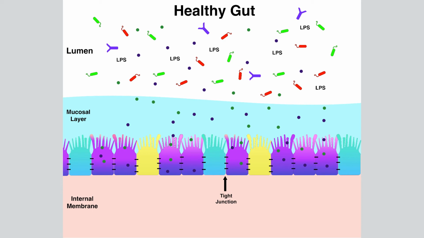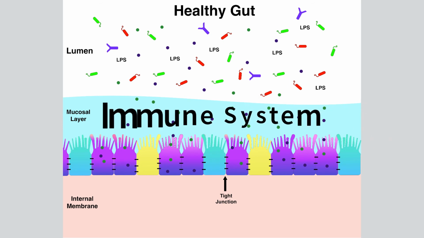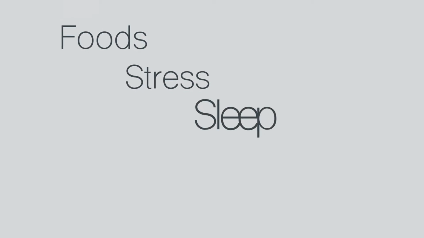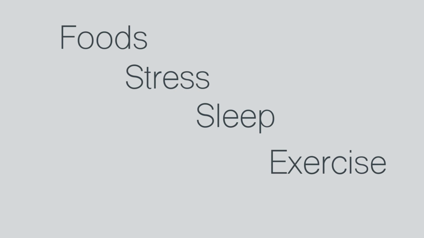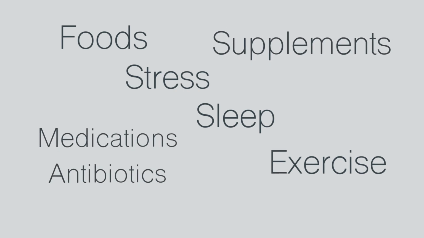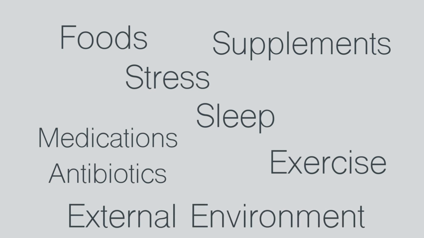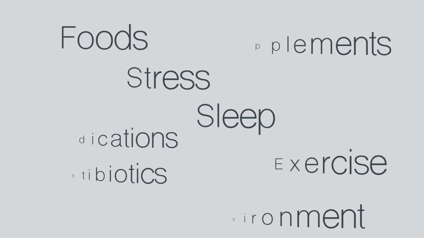A large part of our immune system is located in this area of the body to also deal with potentially dangerous substances. Just about everything we do in life has some direct or indirect effect on the health of this membrane. Foods that we eat, stress levels, sleep, exercise, supplements, medications, especially antibiotics, and our external environment all have some type of influence on gut health.